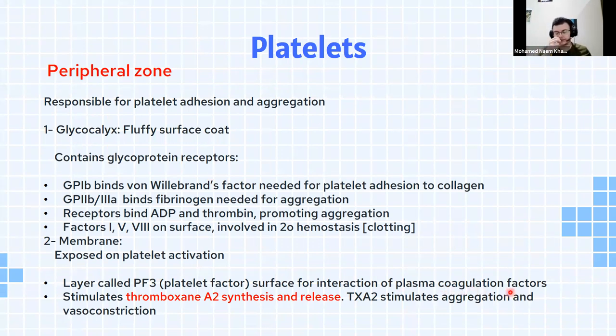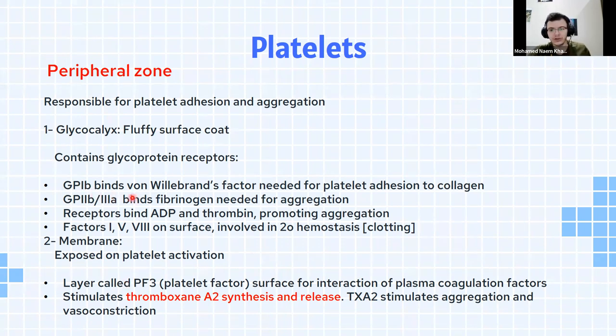Again, the same. These are just layers, and there's not a lot to explain about them. That's the problem. You just have to know them. There are layers and factors on the outside surface of the platelet, and they help in coagulation. Most of these have a specific function, but if the doctors don't mention the specific function, you don't need to study them. Just know that they're there and they're related to coagulation.